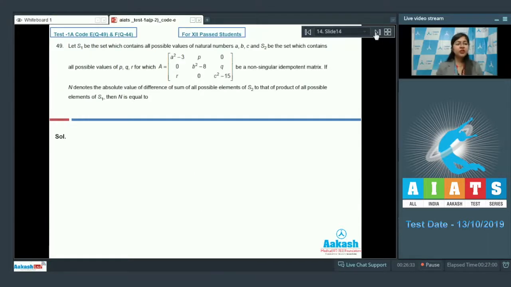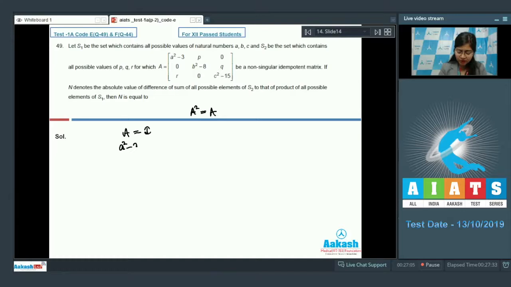Next is question number 49, which says: let S1 be the set which contains all possible values of natural numbers a, b, c, and S2 be the set which contains all possible values of p, q, r, for which A, a 3 cross 3 matrix, is a non-singular idempotent matrix. Idempotent matrix means A square is equal to A. It is given that it's a non-singular matrix, so we can take A equal to I, right?